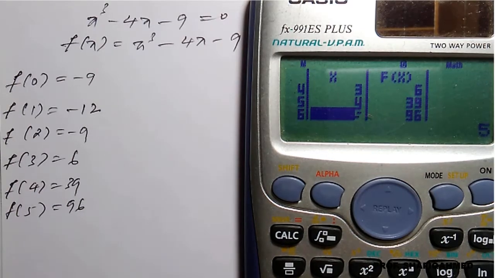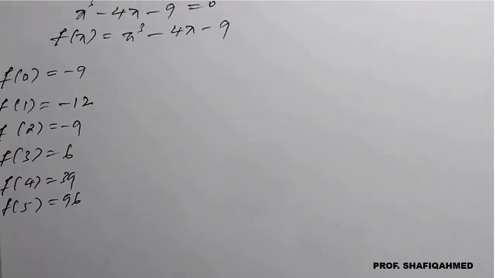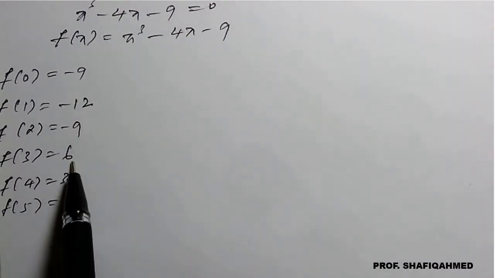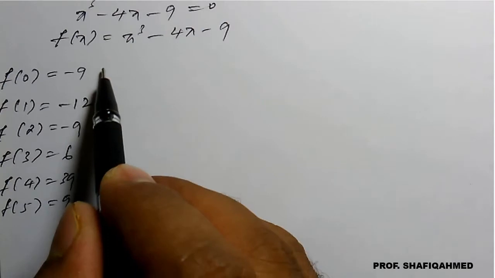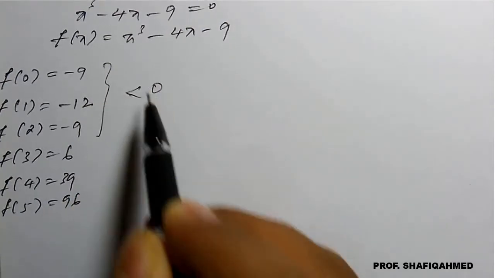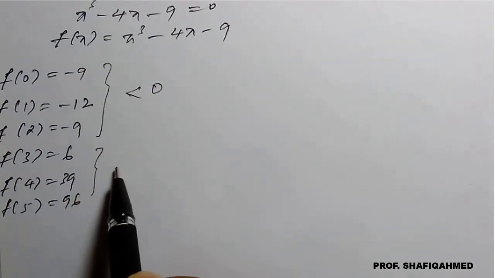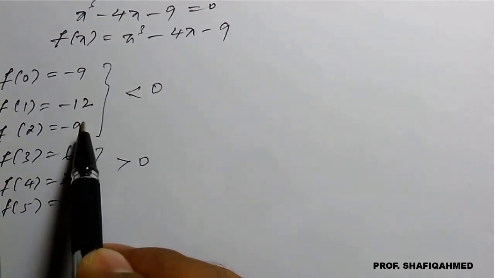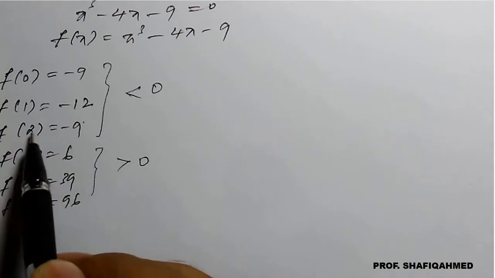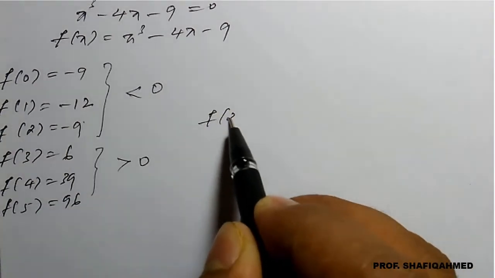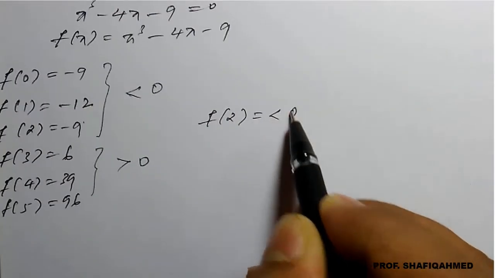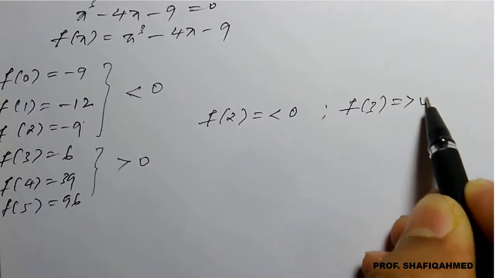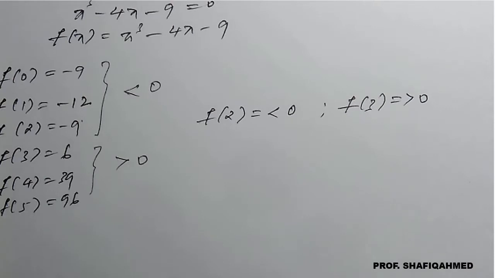Okay. Now, once you have got this, you can see that we have negative, negative, negative values, then positive, positive, positive values. So I can say that these values are less than 0, and these values are greater than 0. So these are the two nearest values: f of 2 is negative and f of 3 is positive. So I will show that condition here once again.